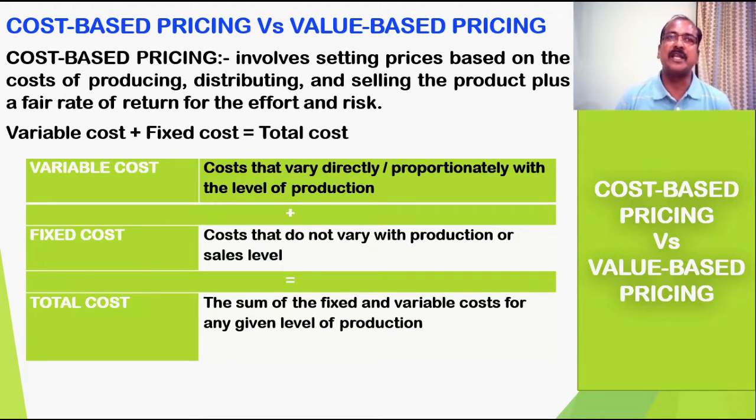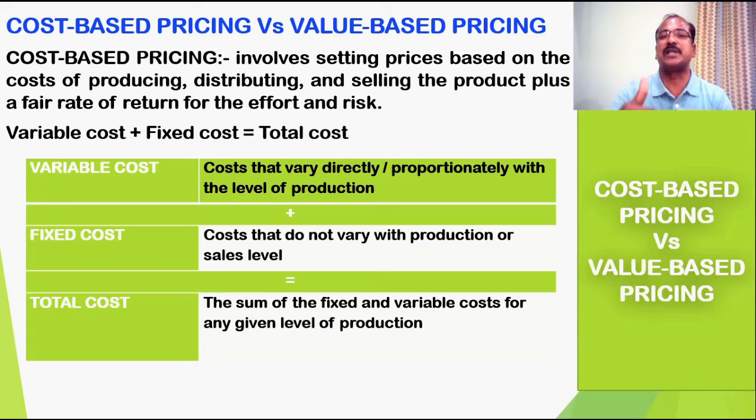For example, variable cost of making a particular product is rupees 5 per unit. If you make only 1 unit of the product, you have to incur 5 rupees in the name of its variable cost. If you make 2 units of the same product, you have to incur 10 rupees of variable cost for making 2 units. If you make 3 units, it becomes 15 rupees of variable cost. So it varies proportionately according to the changes in the volume of production. That is what variable cost is.